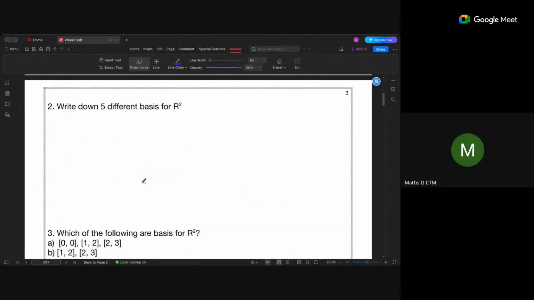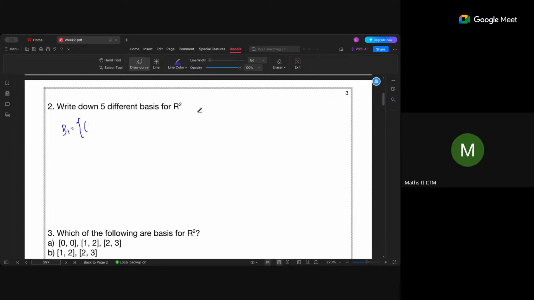Now write down 5 different bases for R2. A very, very easy task. Just take 2 vectors which are from different directions and write them. Quickly tell me: how many vectors will there be in any basis for R2? 2 vectors. Yes. Tell me, what is the obvious one, the usual one, let's say? (1, minus 3 by 2).